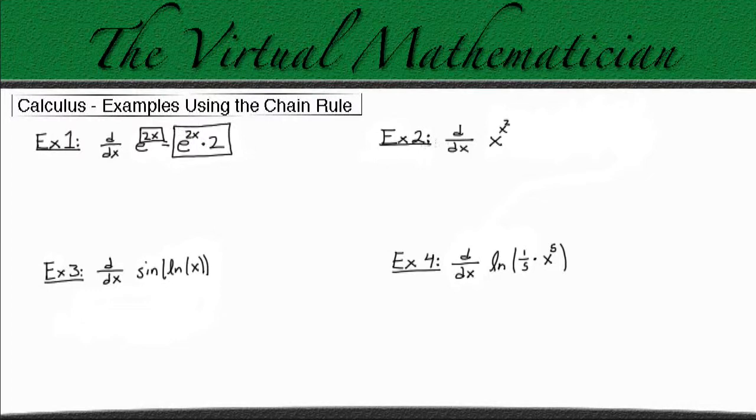Alright, example 2. This says take the derivative with respect to x of x to the x squared power. So to take this derivative, we're going to need to use the power rule. So the power rule says to take the power and bring it in front and multiply it by our function raised to the same power minus 1. So we're going to get x squared times x to the x squared minus 1 power, and then the chain rule says to multiply that by the derivative of whatever's on the inside. So the derivative of x squared is 2x, so we're going to multiply it by that, and that's going to be the answer for example 2.